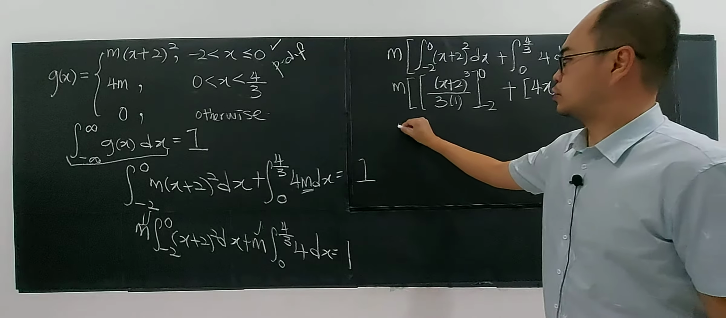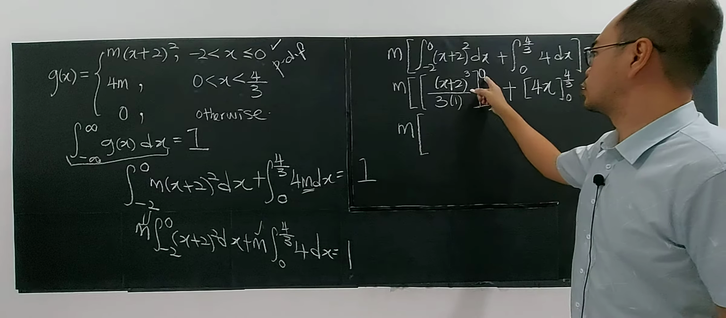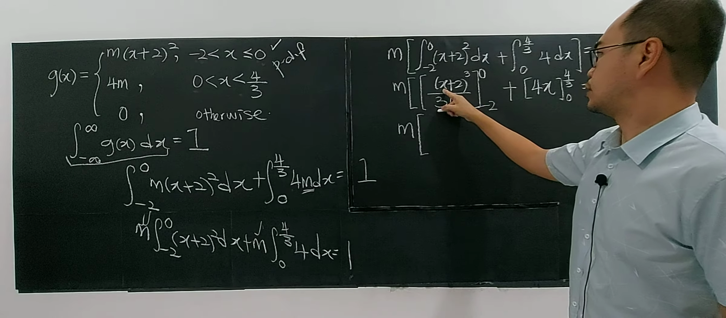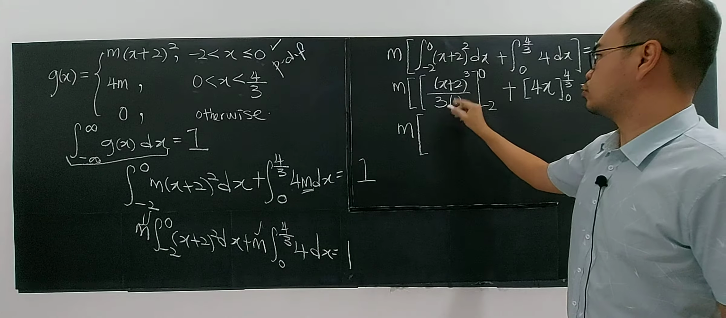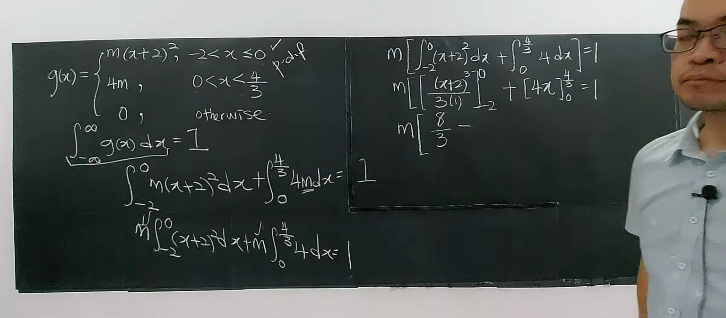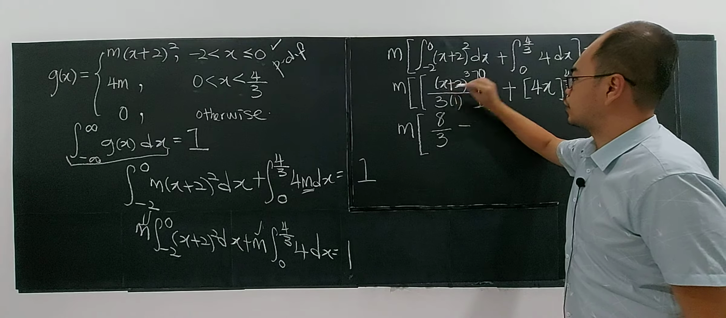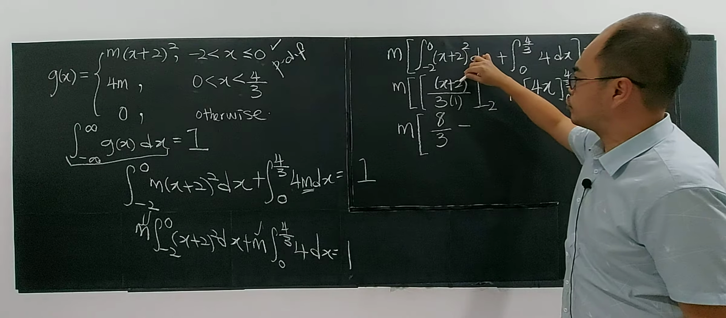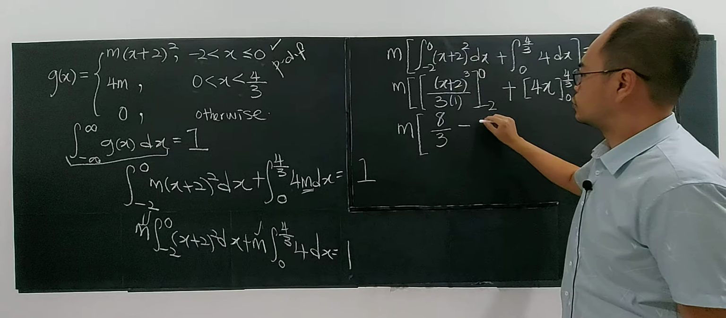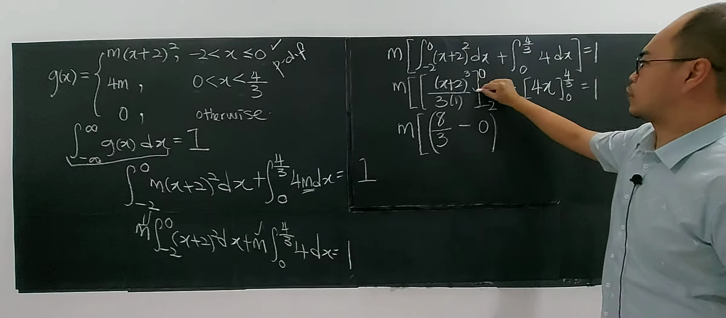Let's continue. All this is basic work that you must know. Substitute 0: 0 plus 2, you have 2 to the power of 3, which is 8, so 8/3, minus the lower limit. Substituting negative 2 plus 2, you have 0, so 0 over 3 is 0. So I have done with this.